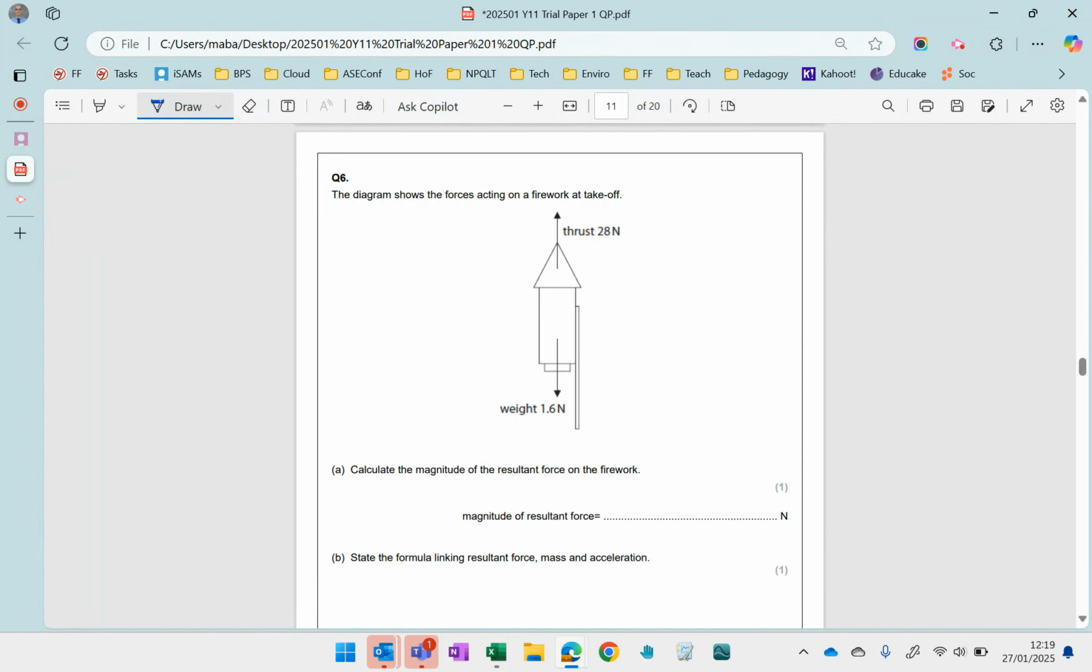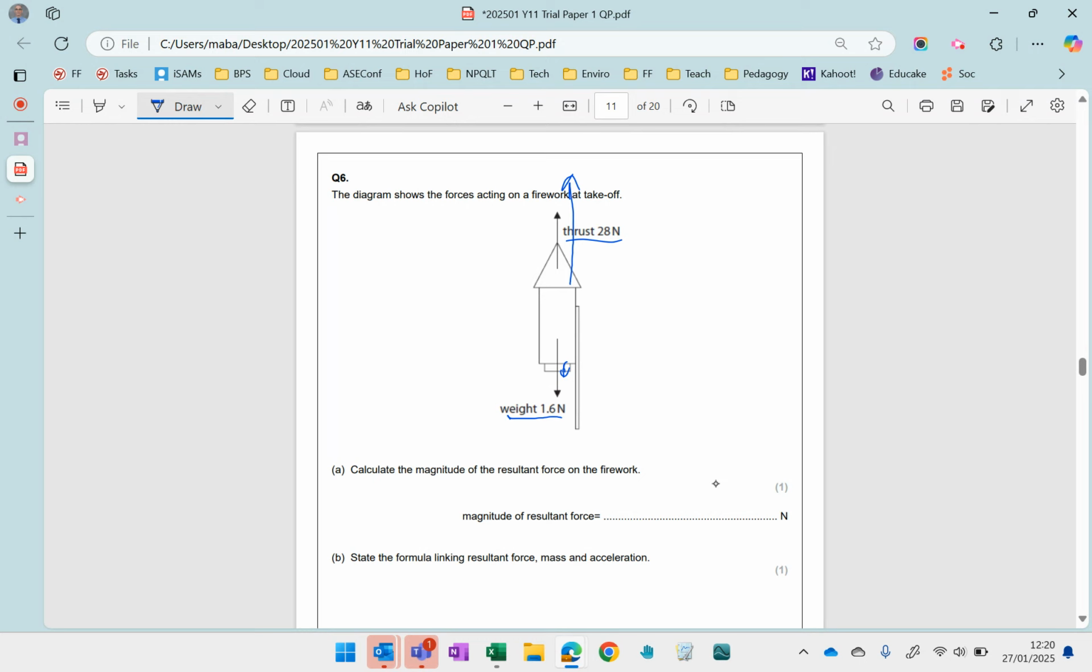Okay, on to question 6. Calculate the magnitude of the resultant force on the firework. Okay, so you can see we've got thrust upwards and weight downwards. Now, I don't like their forces diagram very much because you can see that those two arrows are the same length. Whereas actually the weight arrow should be really, really tiny compared to the thrust, because the thrust is much, much larger than the weight.